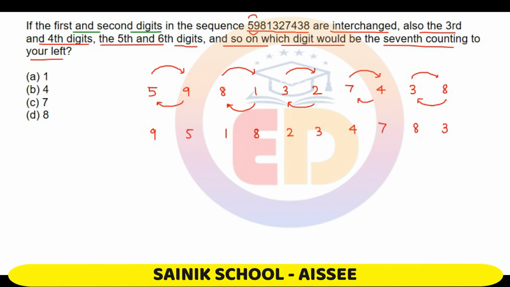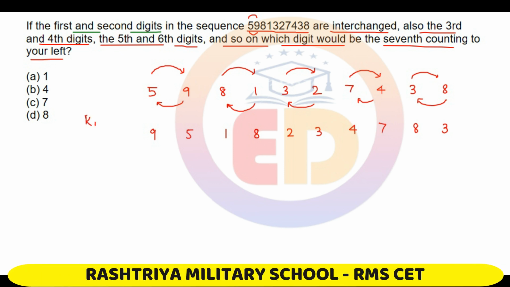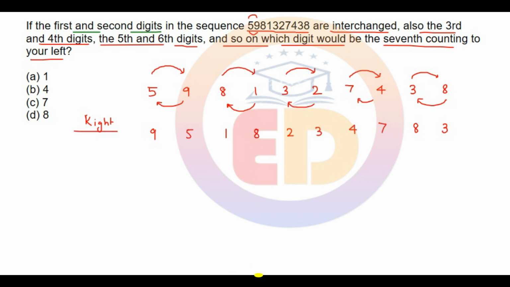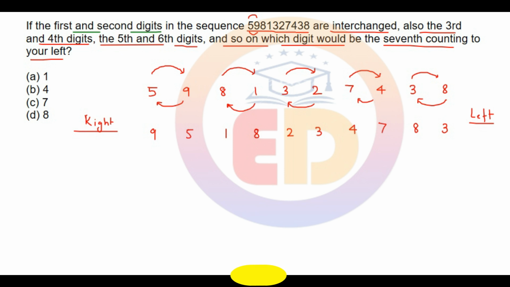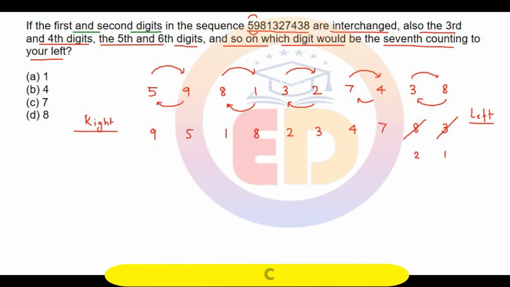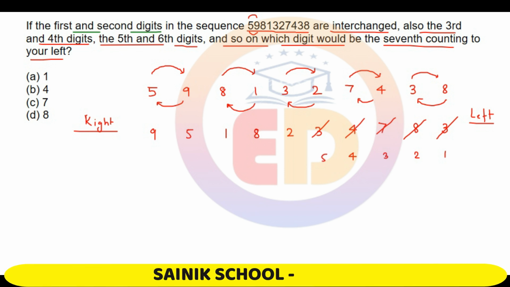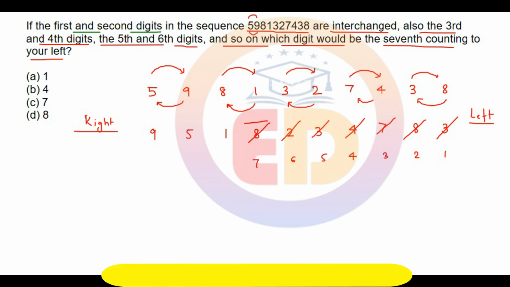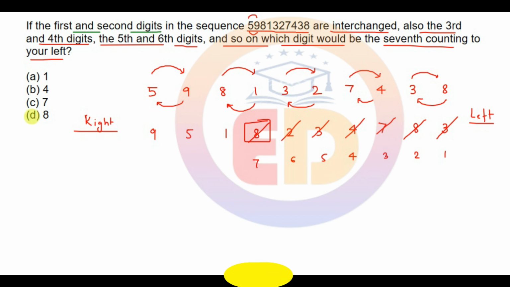Now they say we have to count from your left. This is the right side and this is the left side. From the left side we have to count which digit is at the 7th place. 1, 2, 3, 4, 5, 6. This is the 7th digit, which is 8. Answer is option number D.